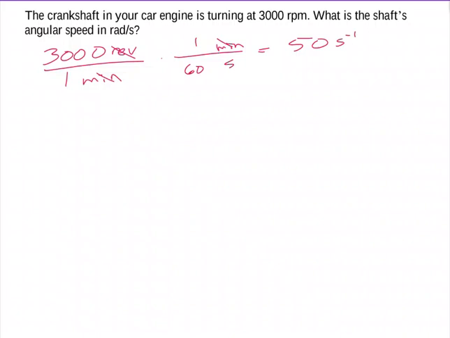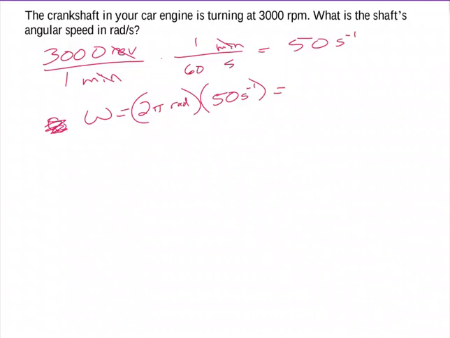Yeah. Omega equals 2 pi radians times that. Good. Omega equals 2 pi radians times the frequency, which is what we just calculated, 50 inverse seconds.